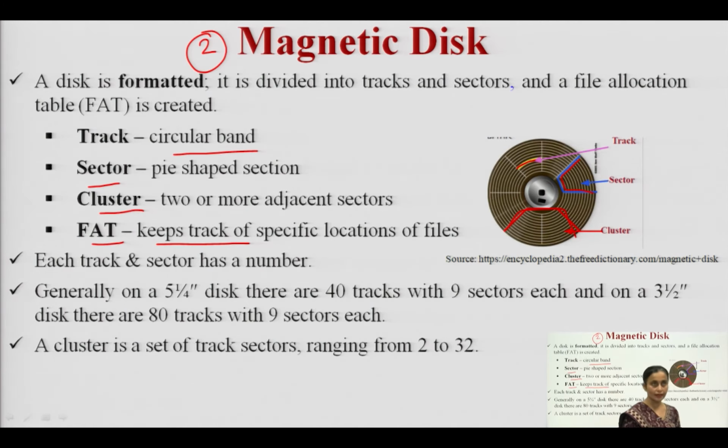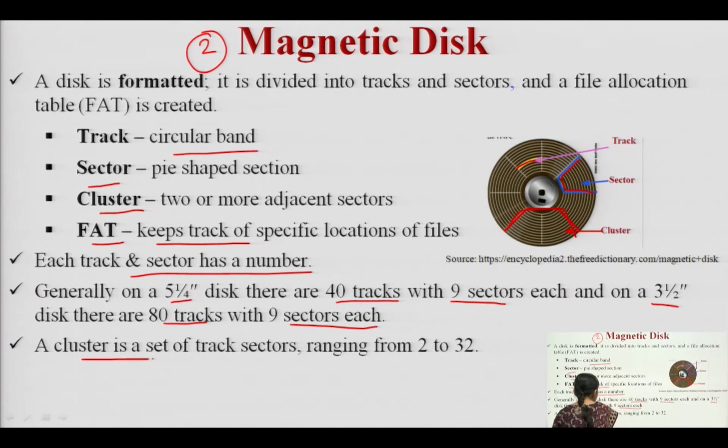In a magnetic disc, every track and every sector has a number. In general, the commonly used magnetic discs have a size of either 1/4 inches, with 40 tracks with 9 sectors each, or if we take the 3.5 inches disc, then there will be 80 tracks with 9 sectors each. In this case we define a cluster as a set of sectors, and the cluster will range from 2 to 32.